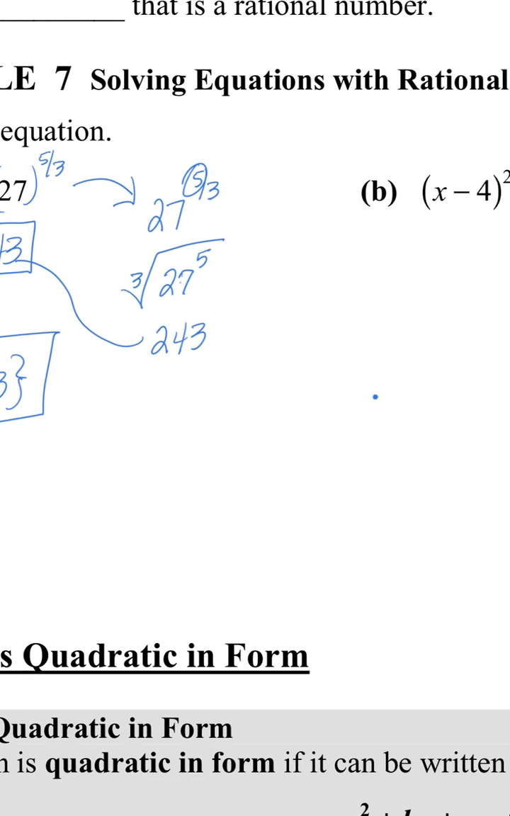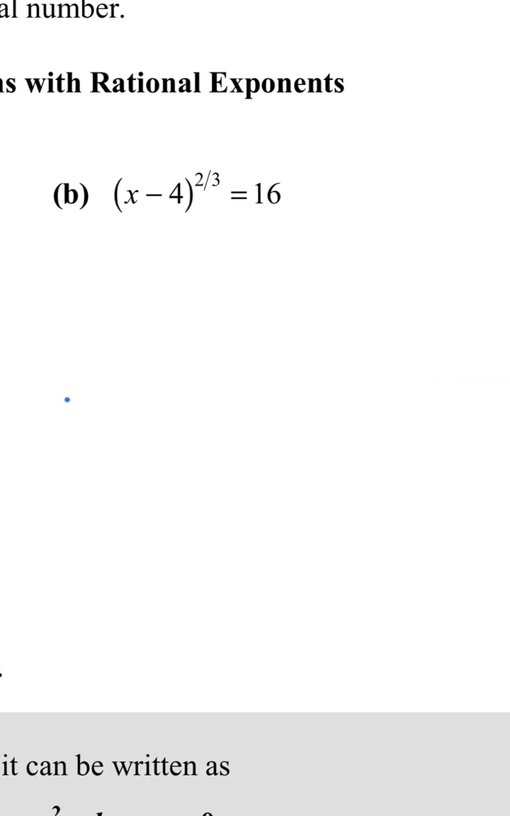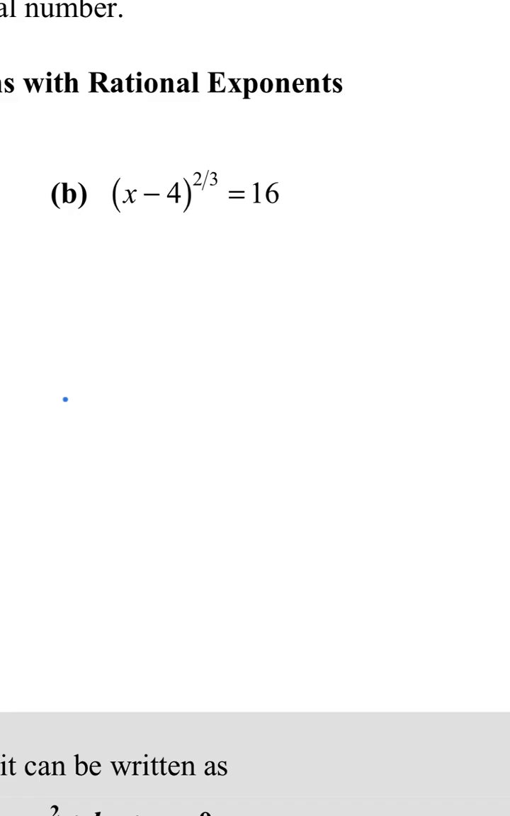All right, let's look at this next one. We're going to do the same thing here. Let's raise this to the 3 over 2. So all of this cancels out, and we're left with x minus 4.